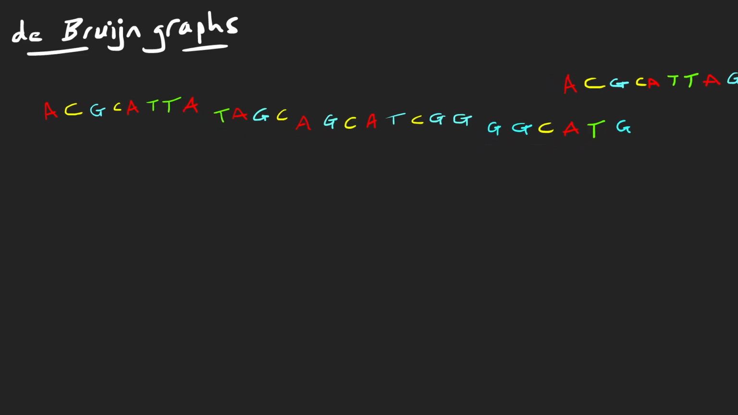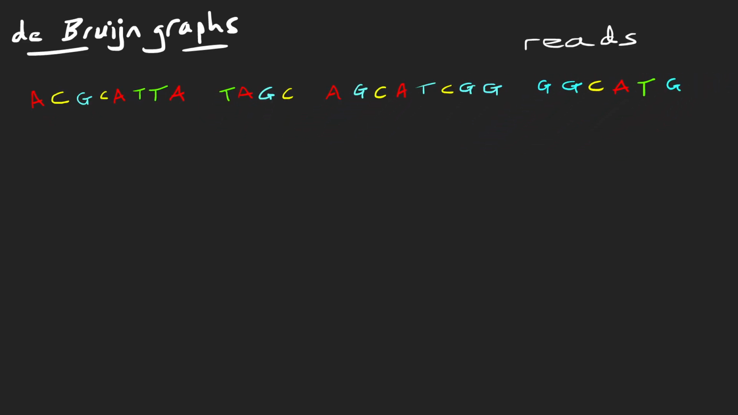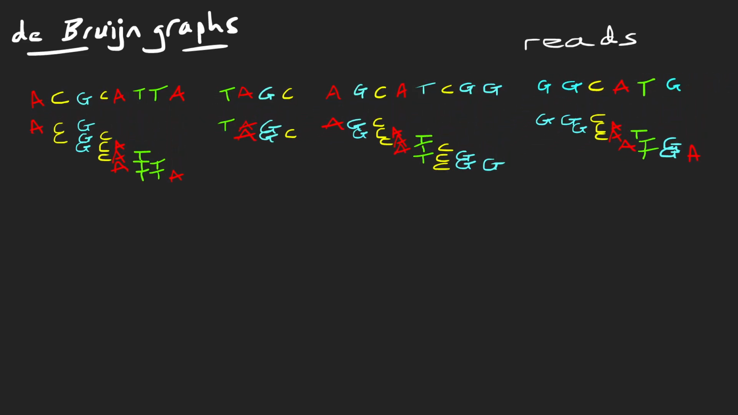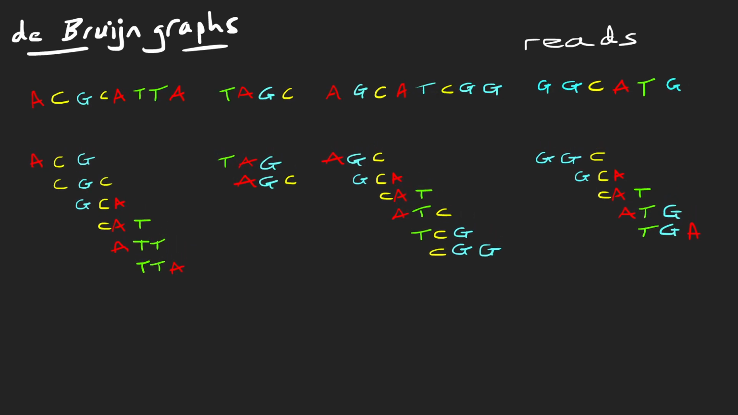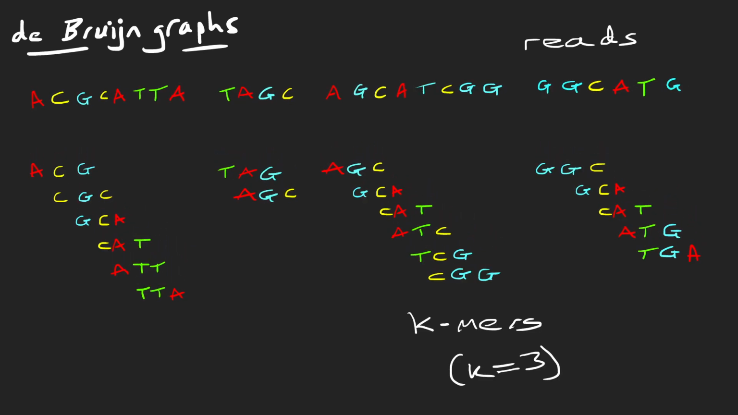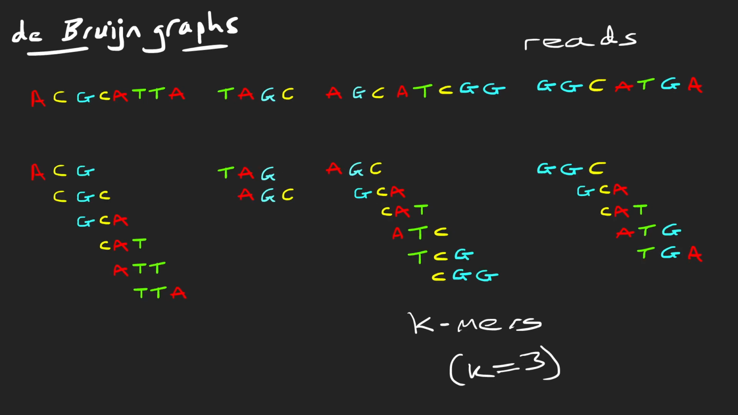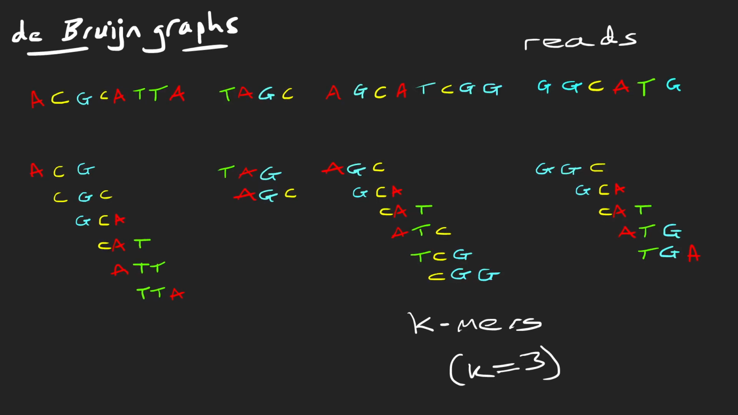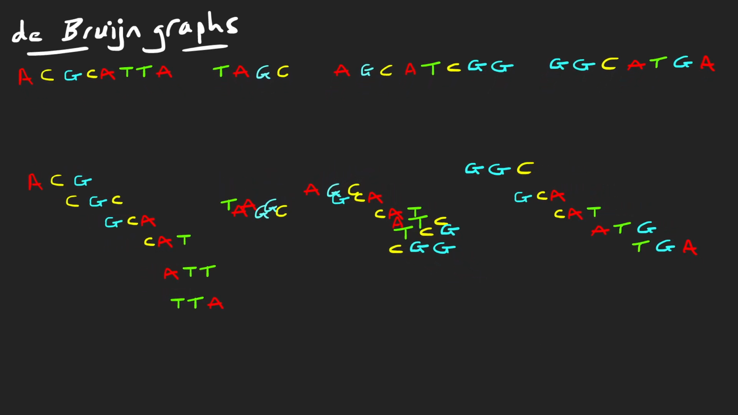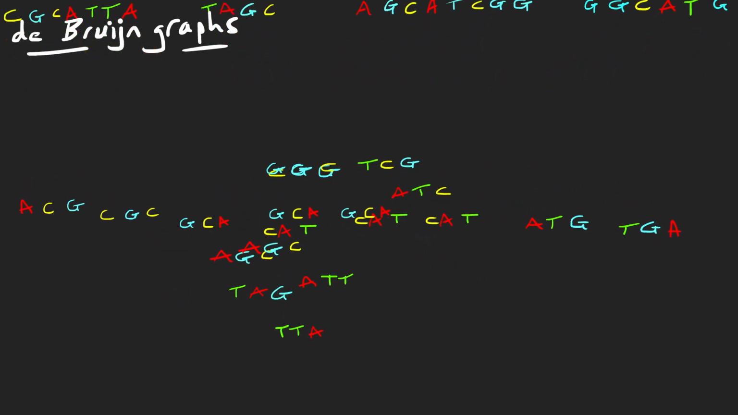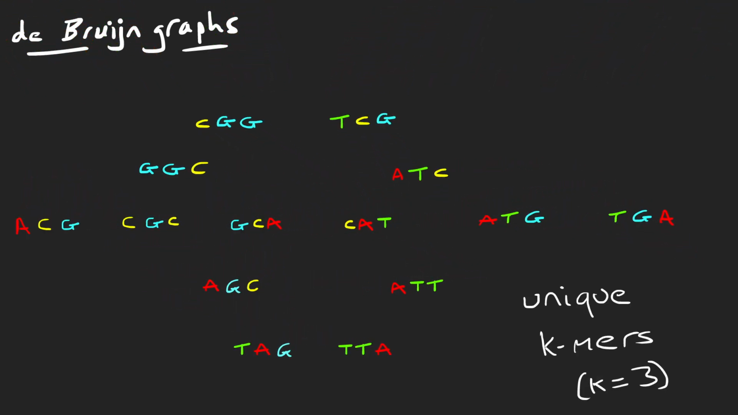The key thing to understand about this approach is that we divide each read into a set of overlapping words of a standard length. We refer to the length of these words as k and the words as kmers. In this example, we're dividing each read into kmers of length 3, or 3mers. As you can see, some kmers occur more than once, like AGC and CAT, and we can reduce the set of kmers so that each kmer is represented only once, so it's a set of unique kmers.